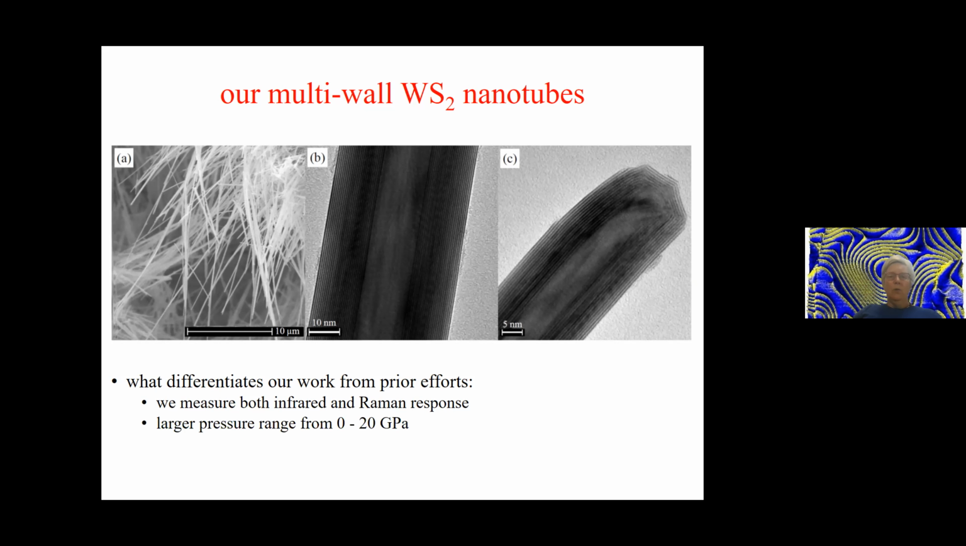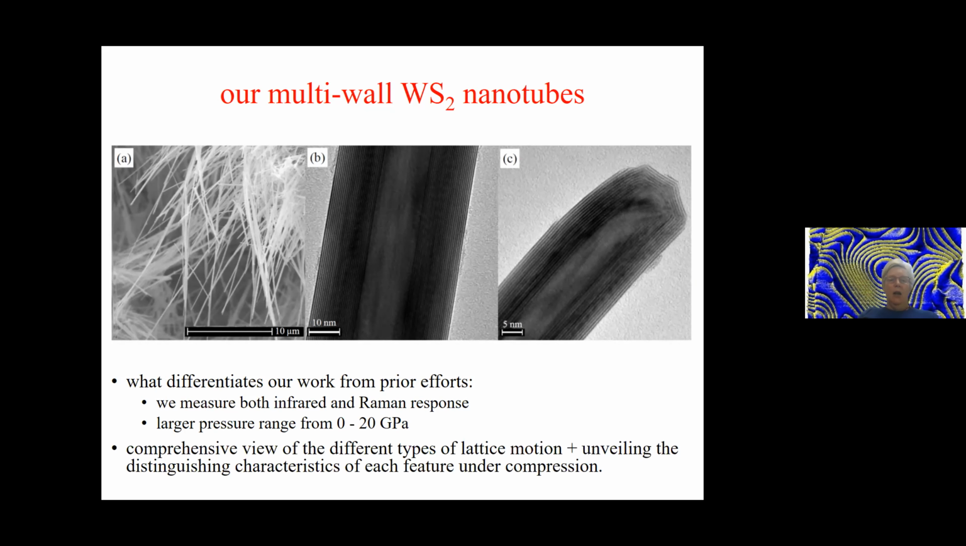And we also explored a larger pressure range than the other team did, with the idea of getting a comprehensive view of the different types of lattice motions. The other thing that Ken did was that after he compressed the material and released the diamond cell, he gathered the used material and we did a TEM analysis on it.